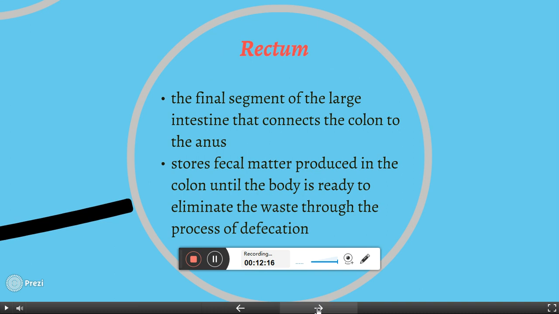The rectum is the final segment of the large intestine that connects the colon to the anus. It stores fecal matter produced in the colon until the body is ready to eliminate the waste through the process of defecation. It is a hollow muscular tube about 8 inches long and 2.5 inches wide at most. Feces enters this rectum from the sigmoid colon, where they are stored until they can be eliminated through defecation.